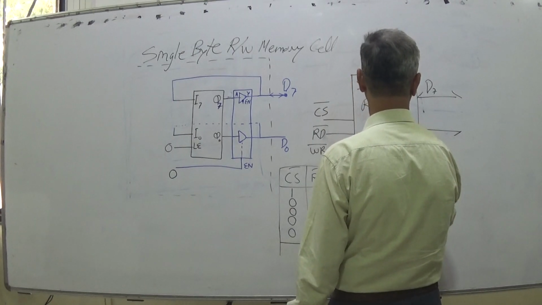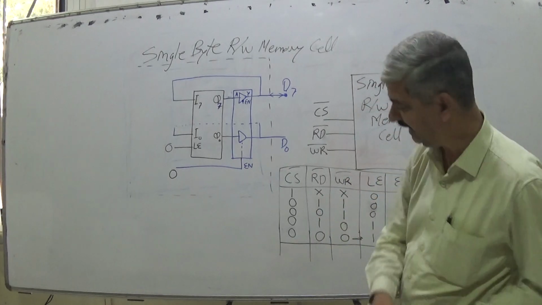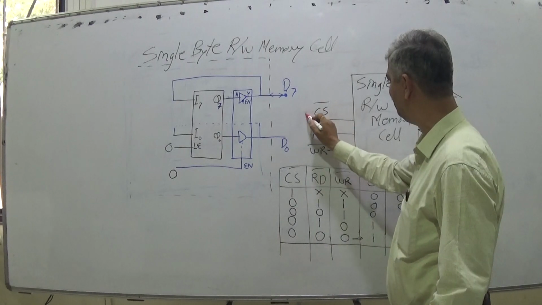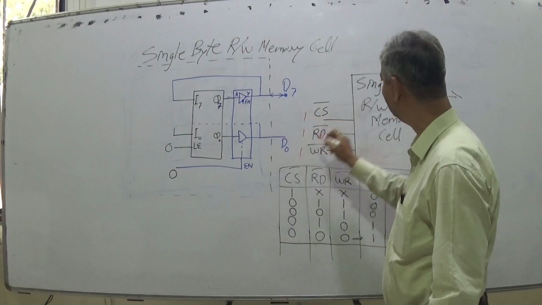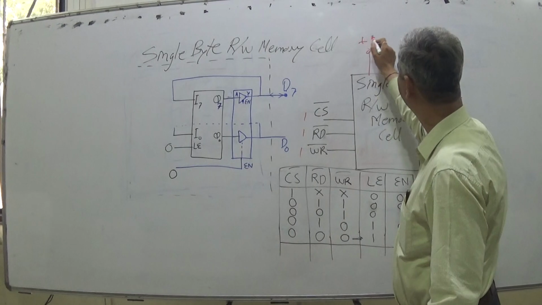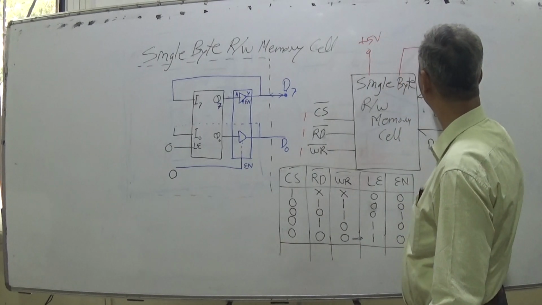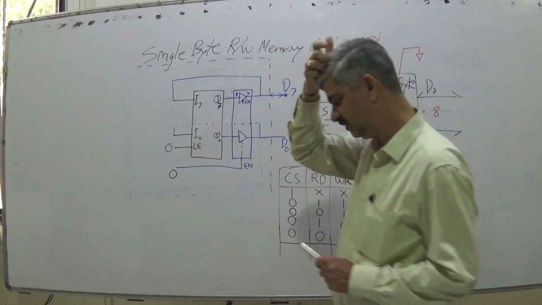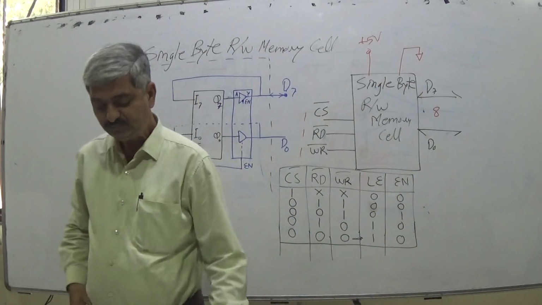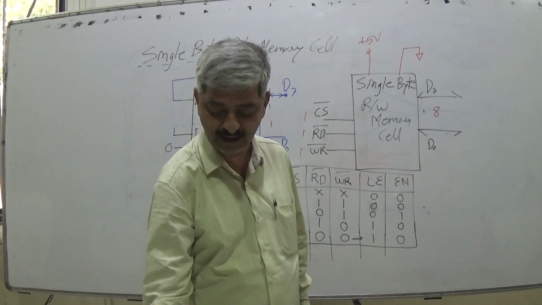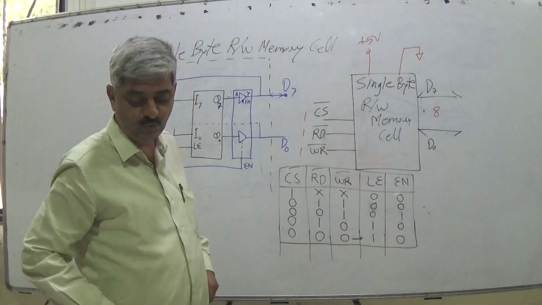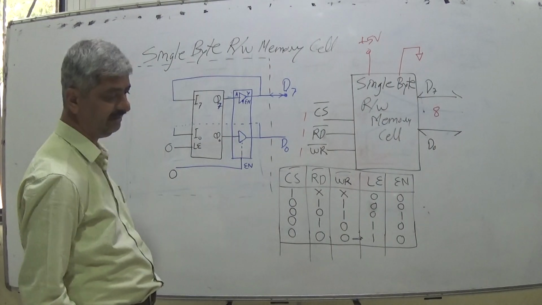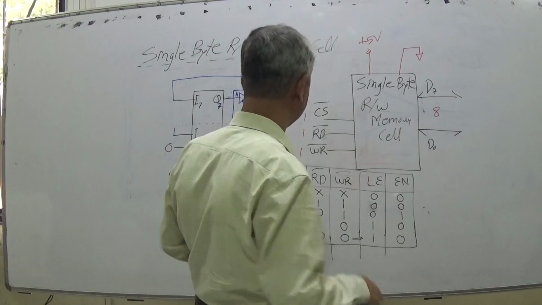It has 8 data lines, 1 chip select bar line, 1 read line, 1 write line, and obviously plus 5 volts and ground, 2 supply lines. So 1 read bar, 1 write bar, 1 chip select bar, 1 VCC, 1 ground, and 8 data lines. This is a single byte memory cell.